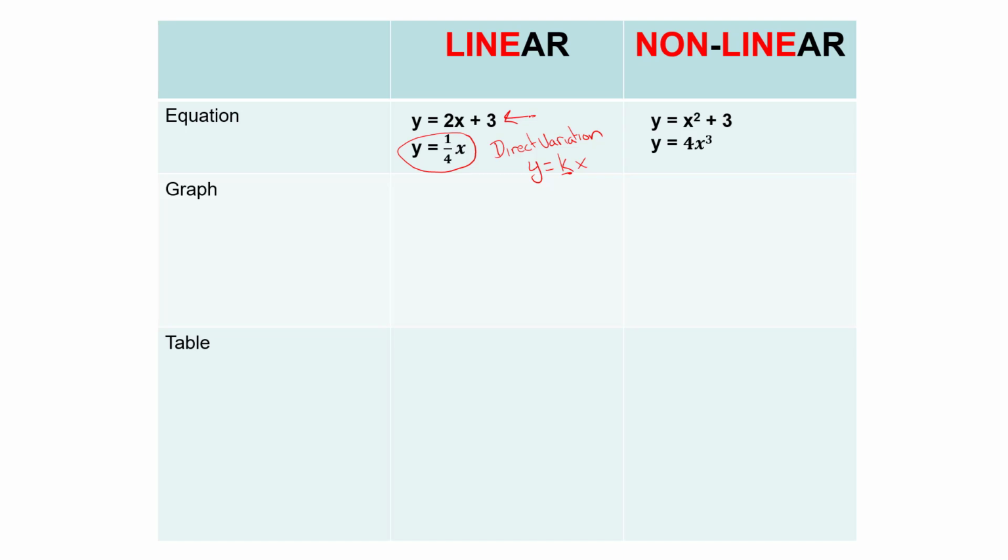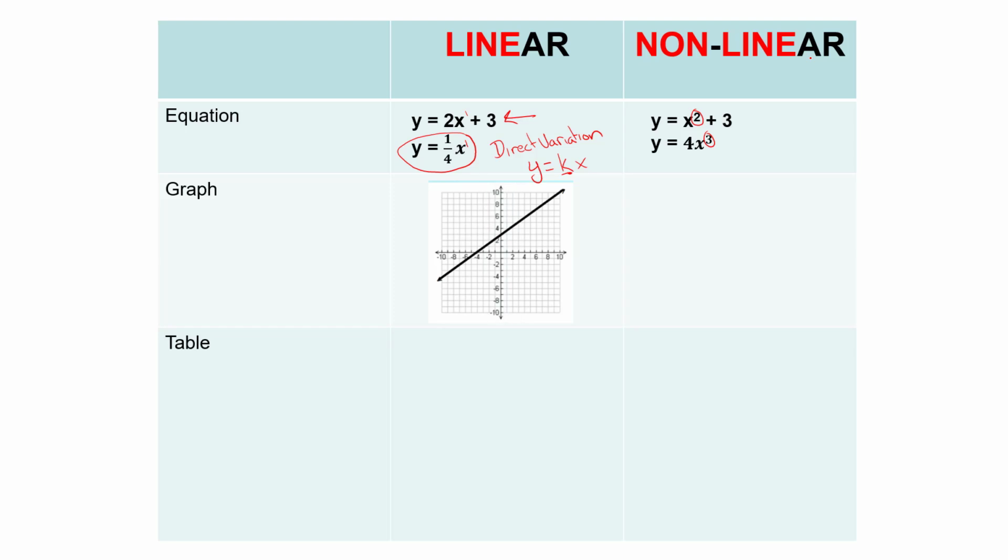Nonlinear, y equals x squared plus 3 and y equals 4x cubed. Notice the difference between the linear and nonlinear equations. The linear equations have x to the first power. The nonlinear equations have these exponential powers that are no longer 1. That's probably going to play into why they are not linear. We'll talk about that a little bit more as we move through the unit.